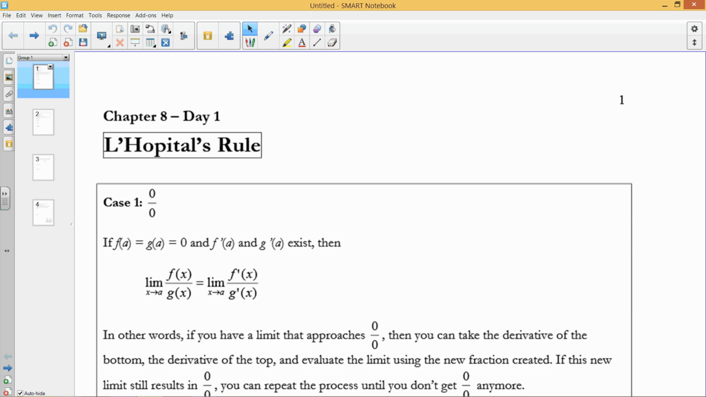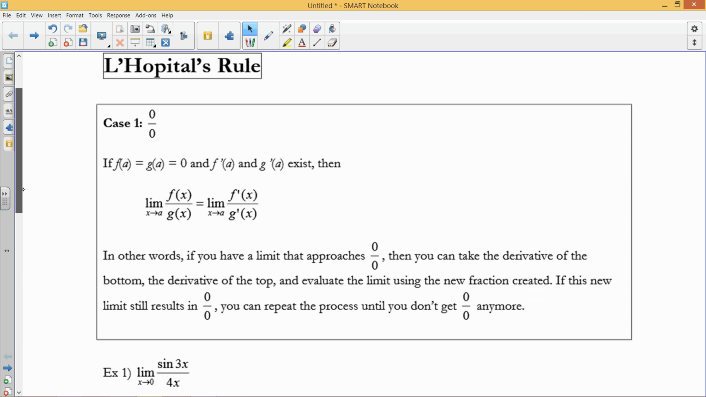Today we're going to talk about something called L'Hôpital's rule. This is pronounced L'Hôpital. Any of you who take French, I've heard that it probably means the hospital. You will not be going to the hospital because of this, except maybe till we get to the last page. But up until then, L'Hôpital's rule is actually a really easy rule to use, so we're just going to jump right in and get to it.